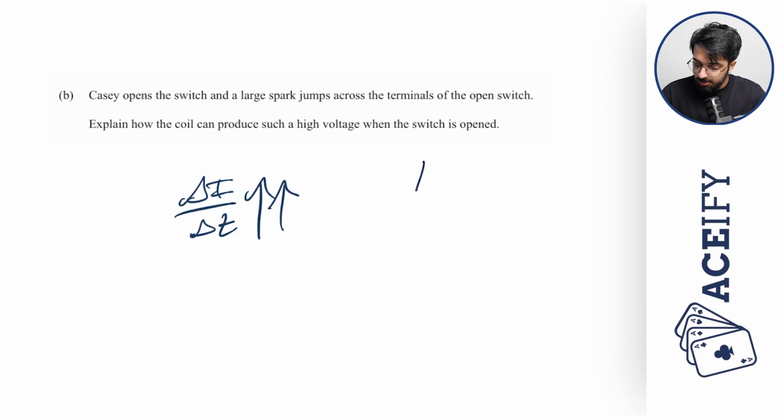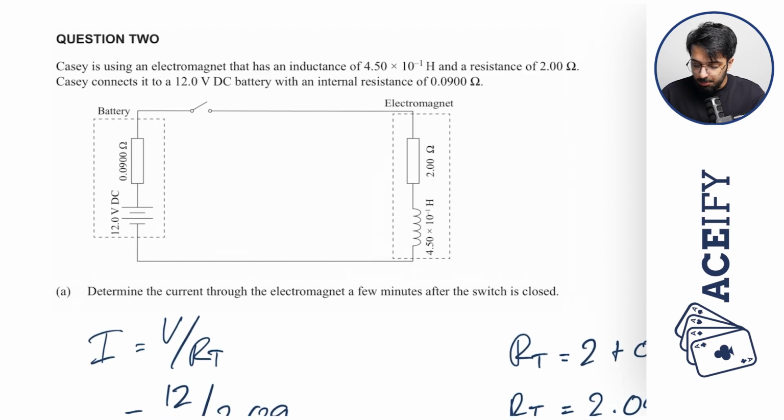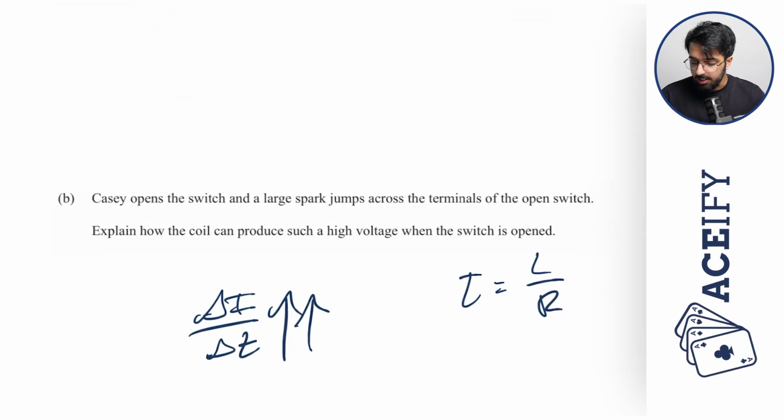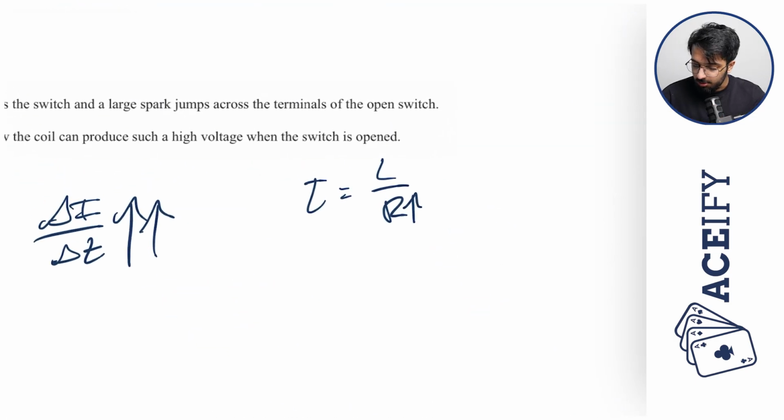Also, as our time constant is equal to the inductance all over the resistance, if the switch is open, this is then theoretically infinite resistance. When the circuit is broken, that gap theoretically has infinite resistance. So we have a large resistance, okay? So a very large resistance, and so that means our time constant is going to be very, very small.